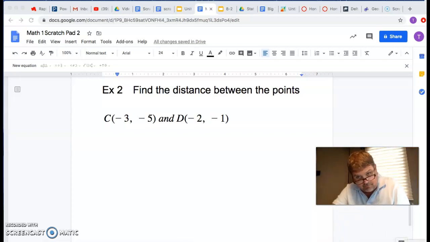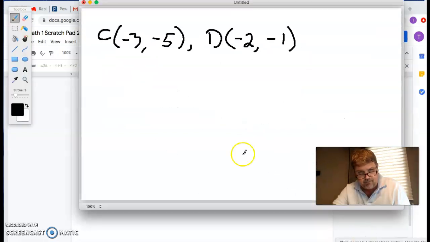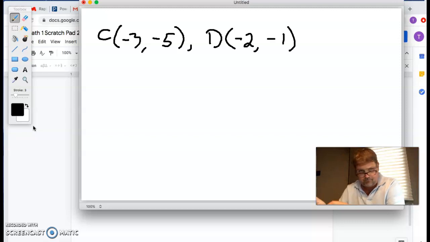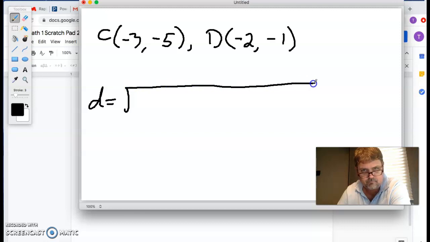I'm going to first do it by hand with the formula, and I've already written it down here. So we're supposed to find the distance, and we're just going to go directly to our formula and write d equals big old square root thing. All right, we're going to be really careful with signs here. I'm going to write -2 minus -3, square it. That's my x values, right?